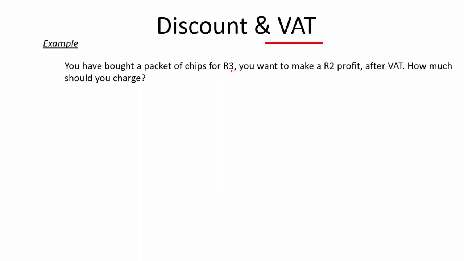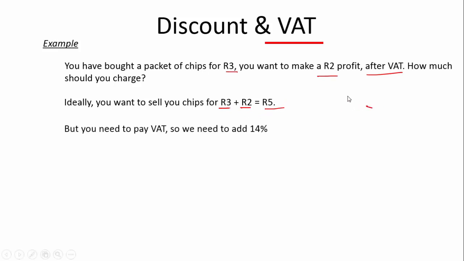Okay, let's continue with an example. Let's say you have bought a packet of chips for 3 Rand and you want to make a 2 Rand profit after VAT. How much should you charge? Well, ideally, you would want to sell the chips for 5 Rand. That's obviously 3 Rand you bought them for, plus the 2 Rand profit. And you think you can sell them for 5 Rand, then you make a 2 Rand profit. But that is not actually true. That is not the case.